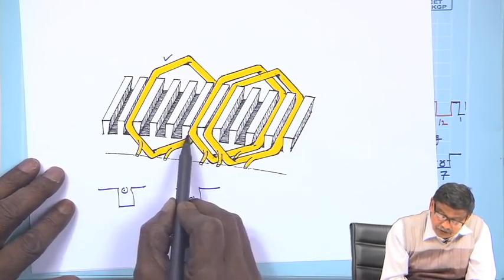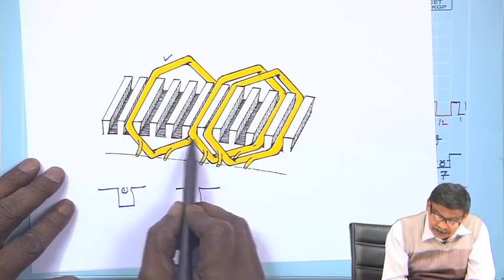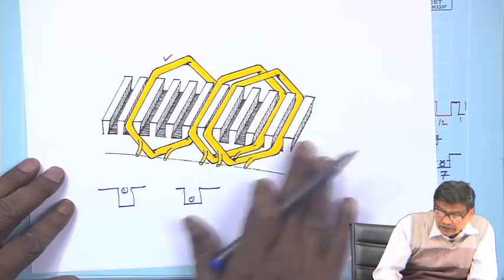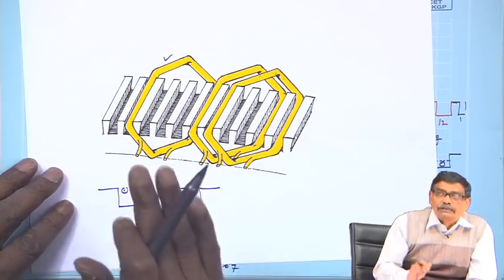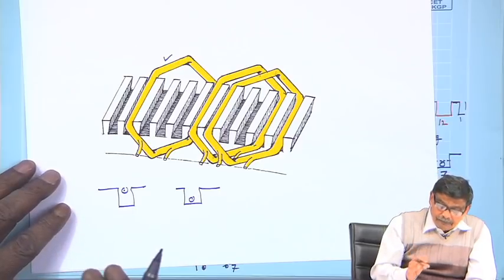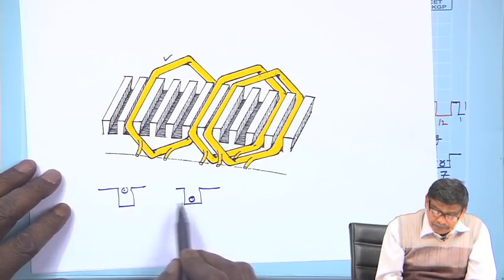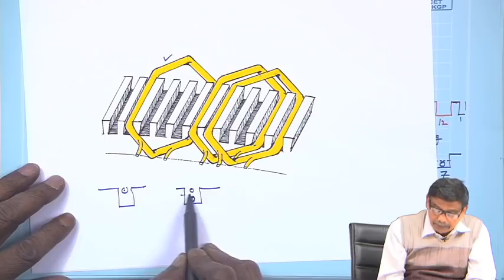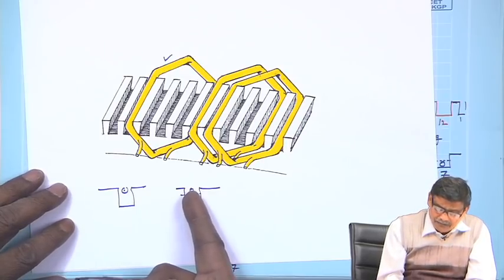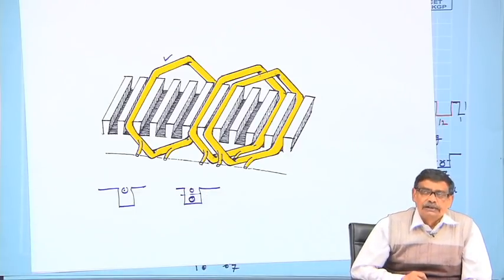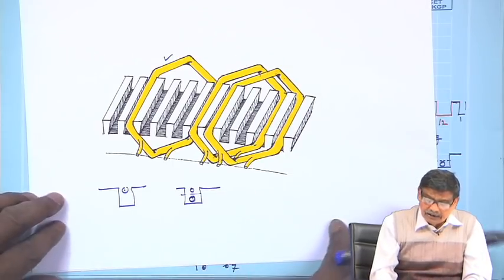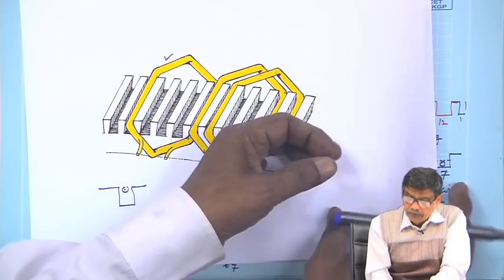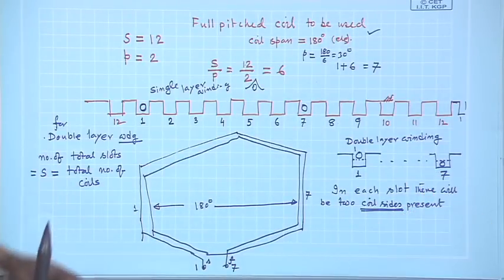So, in each slot there are two coil sides as shown here, and when the other slots are filled up, everything will have two coil sides, lower deck and upper deck. And the other coil side which will occupy this upper deck space will be a different coil with its own separate existence. So, separate coils are used. In double layer winding, we note that the number of coils is equal to the total number of slots present.